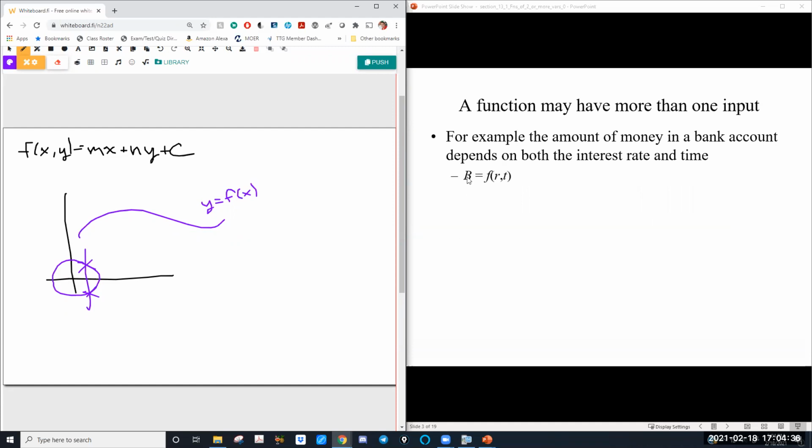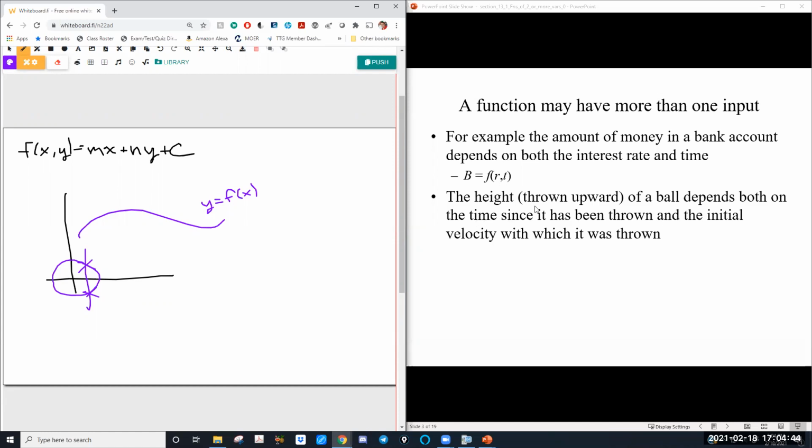So the balance at any given time is a function of 2 variables, the rate and the time. The height of a ball thrown upwards depends on the time since it's been thrown and the initial velocity with which it was thrown. So the height could be thought of as a function of those 2 variables. If we change either of those variables or both of those variables, we get a different height. So there's a lot of real world examples that we can think of a function having more than one input and giving a unique output. These are just a couple of examples.